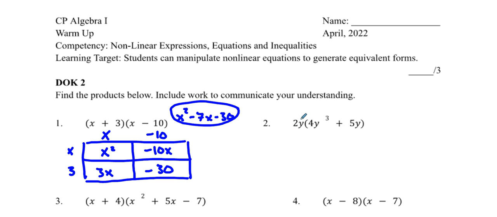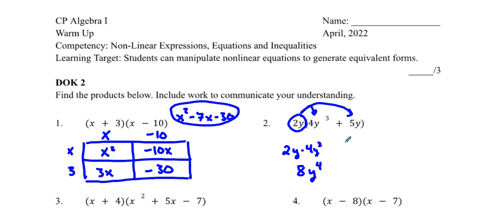Now this one you could do as a table, but since we're really only distributing a monomial on the outside, we can just treat it like a regular old distributive property, right? But just don't forget that when we do 2y times 4y to the third, we're going to get 4 times 2 is 8.